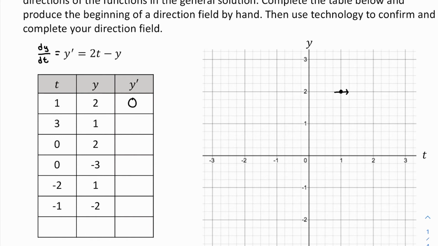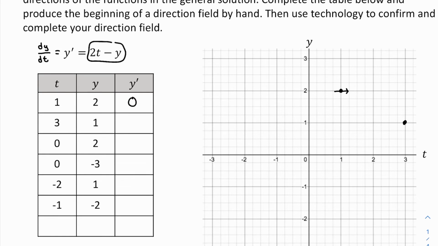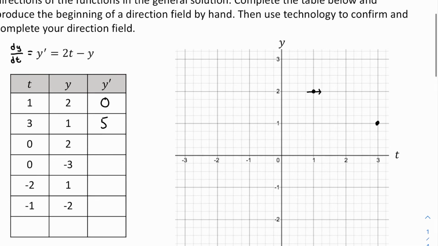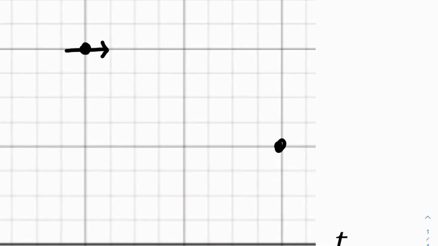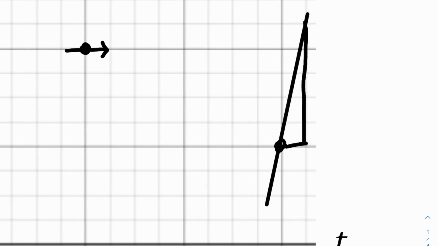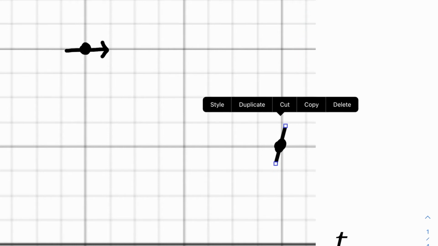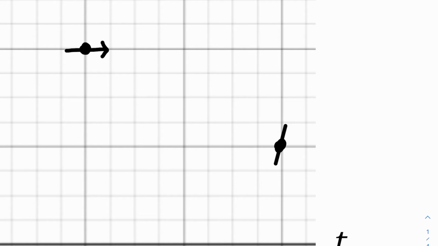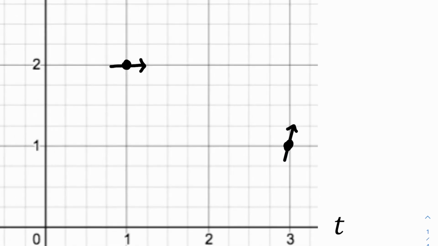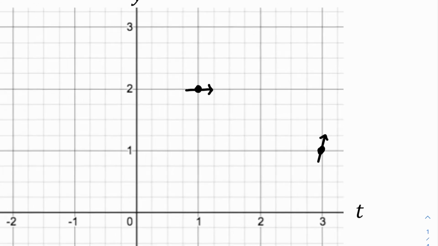So at the point (3, 1), which is over here, plug in t equals 3 and y equals 1 up here, and we get 6 minus 1, we get 5. So to do a slope of 5 means you would go over 1, up 5. A line like this has a steepness of 5, a slope of 5, but I just want to do a little tiny segment of it through that point. So I'm going to crop that down, trying to keep the same steepness. This is how steep we expect our solutions to be for any solution that passes through (3, 1). It'll be that steep.